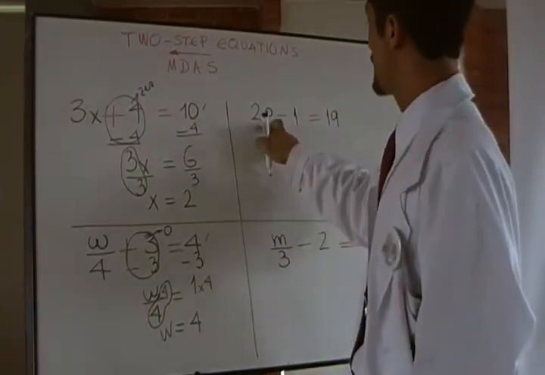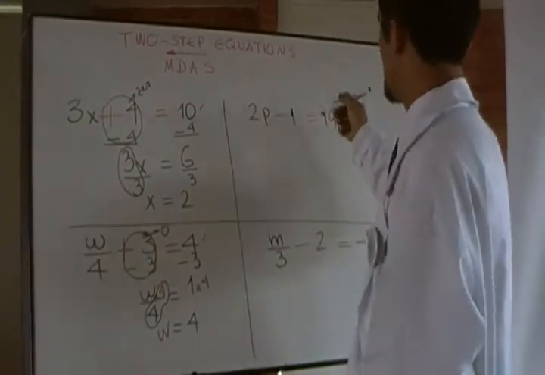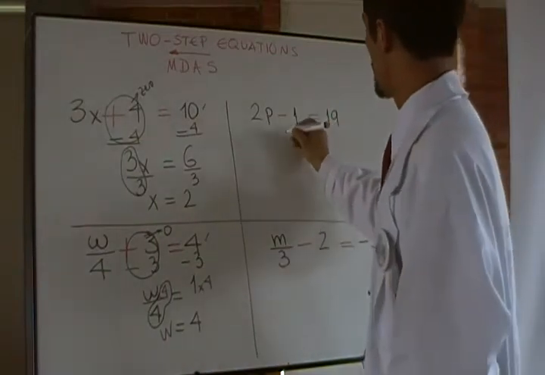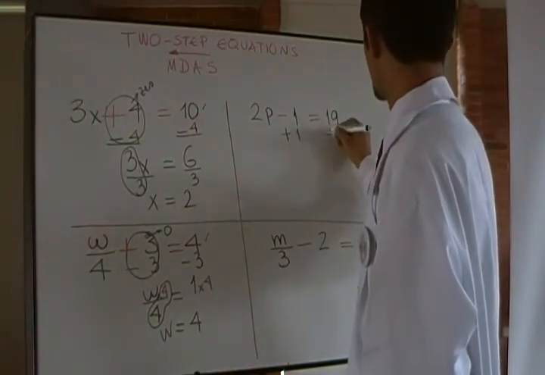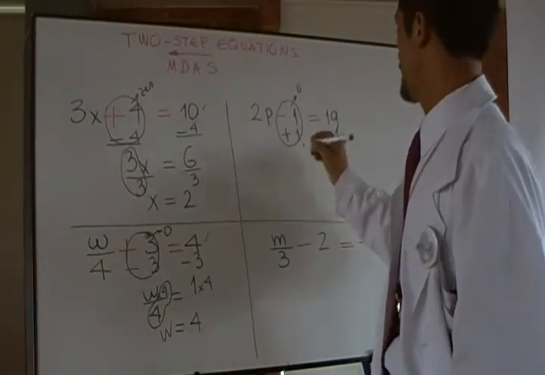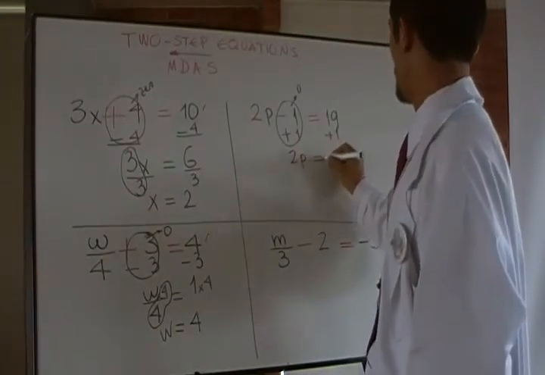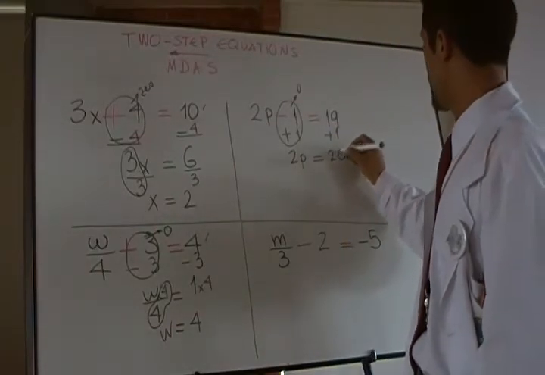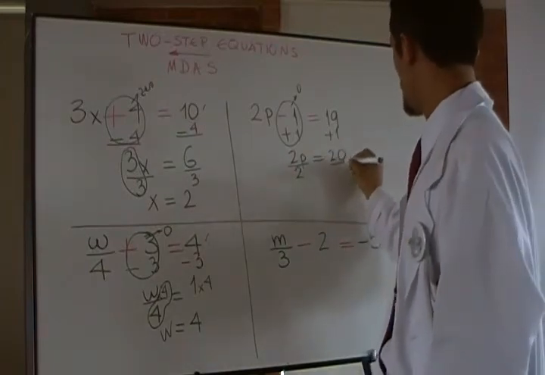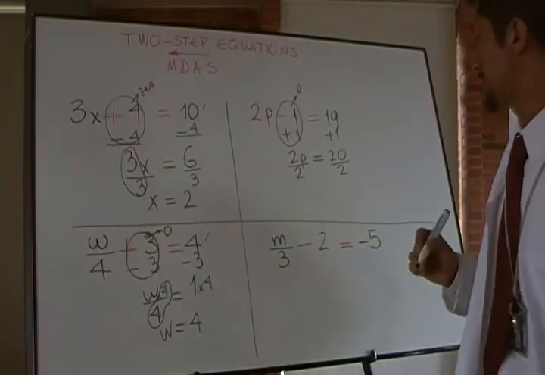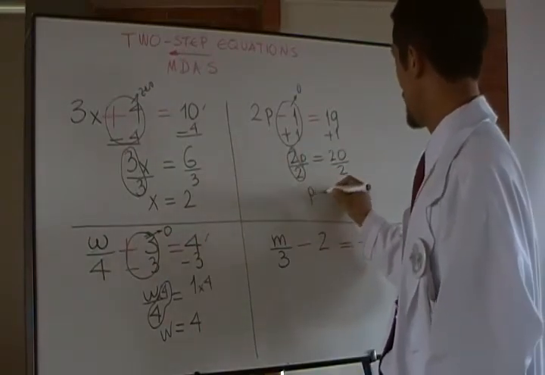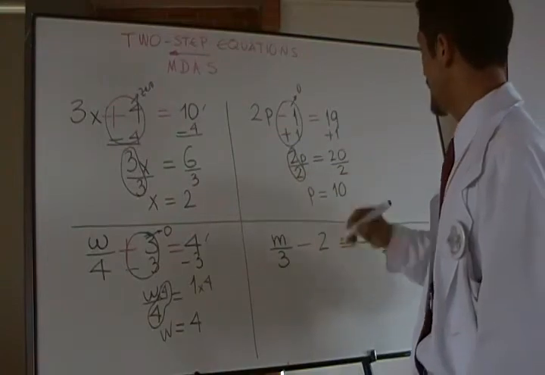In this case, we have the combination of multiplication and subtraction. So let's undo first subtraction and then multiplication according to that order. So I'm going to add 1 to both sides. And again, I'm going to have here a 0. Then I will have 2p equals 19 plus 1 is 20. And then to undo multiplication by 2, I divide by 2 on both sides. Remember to keep the equality. So 2 divided by 2 is 1, and now I have that p equals 20 divided by 2, which is 10.